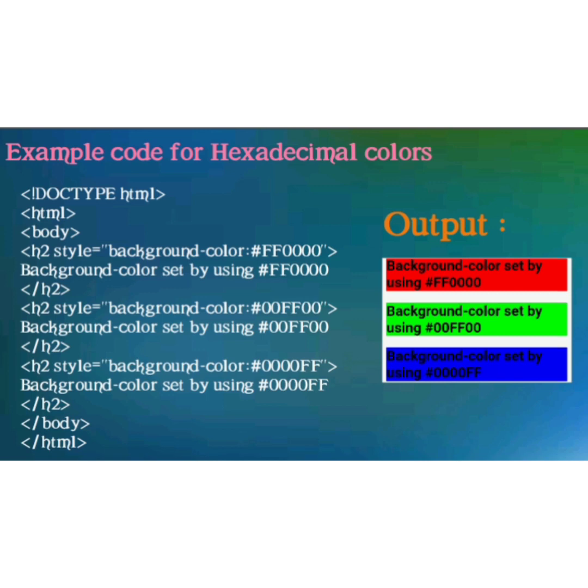In the first heading we have given background color hash ff 0 0, so here the color will be red. In the next one, hash 0 0 ff 0 0, so here we'll be getting green color. And in the third heading we have given hash 0 0 0 0 ff, so here we'll be getting blue color. In the output you can see clearly that the hexadecimal colors give the color for the text.